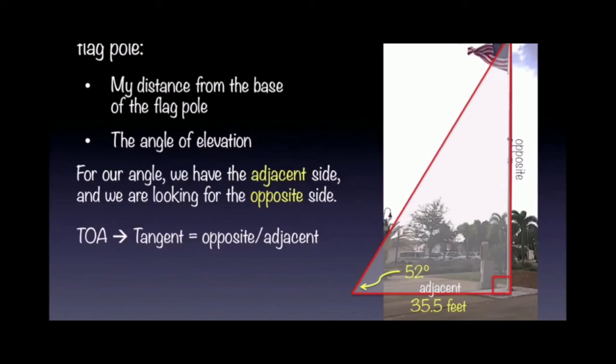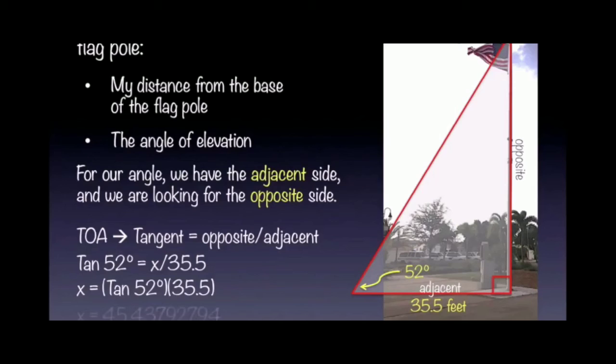So, tangent of 52 degrees is equal to x, our opposite side, or height of our flagpole, over 35.5. Multiplying both sides by 35.5 to get x by itself, we have x equals the tangent of 52 degrees times 35.5. Using a scientific calculator, we perform the calculation and find that the height of the flagpole is approximately 45 feet.